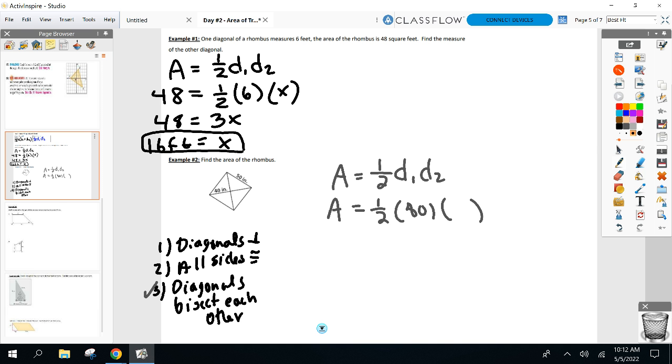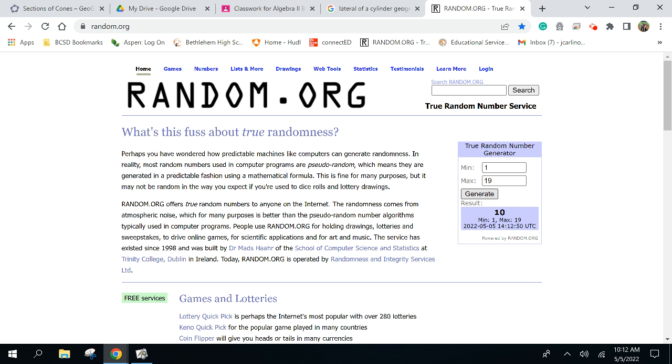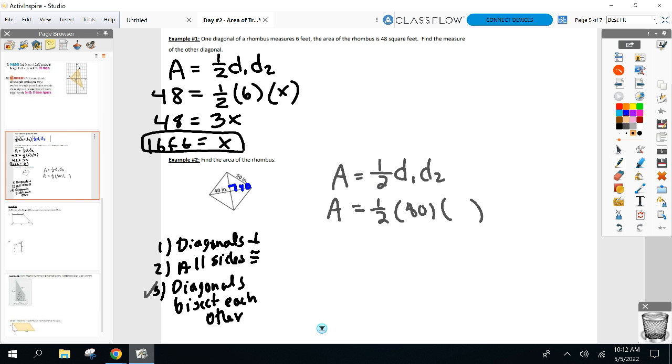All right, you ready to work for the other diagonal? Zach said diagonals are perpendicular, so that's a right angle. They bisect each other, so 40, 40. Thoughts on how I can get the other diagonal now? Got to find the other diagonal right here. Thoughts? What are you thinking about? Pythag. Yep, we're going to do Pythagorean theorem here to find the other diagonal.